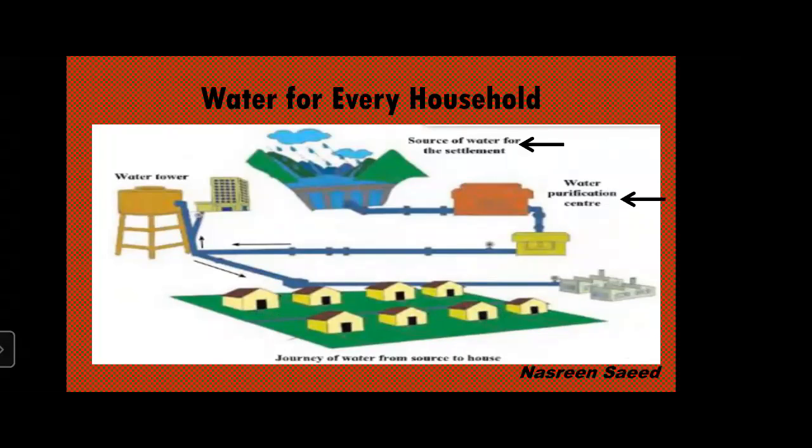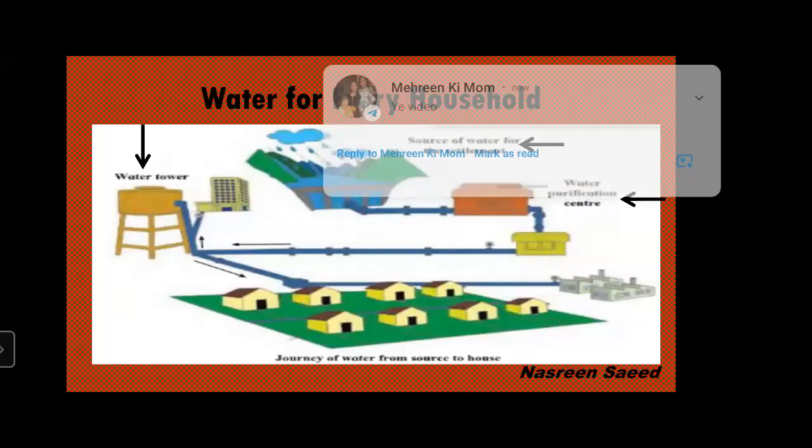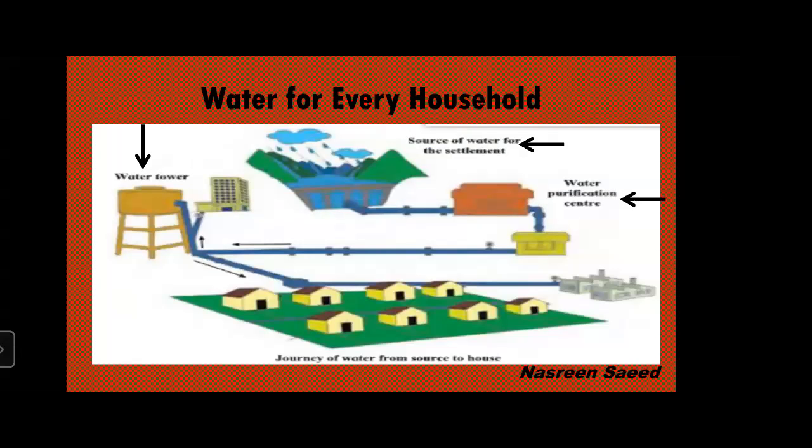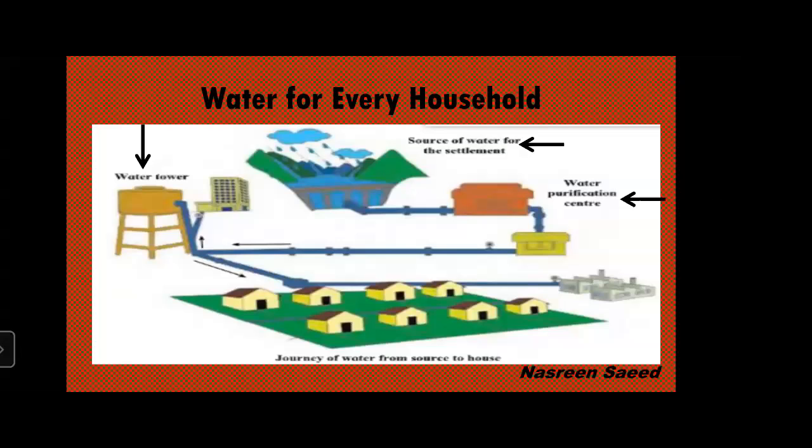From there, it is transferred to the water tower. Now, how does the water from the water purification plant go to the water tower? It passes through the pipes, and with the help of pumps, it is filled in the water tower. Now, after it is filled in the water tower, it is supplied to factories or houses, to different localities with the help of pipes. So I hope you have understood the journey of water from source to house.